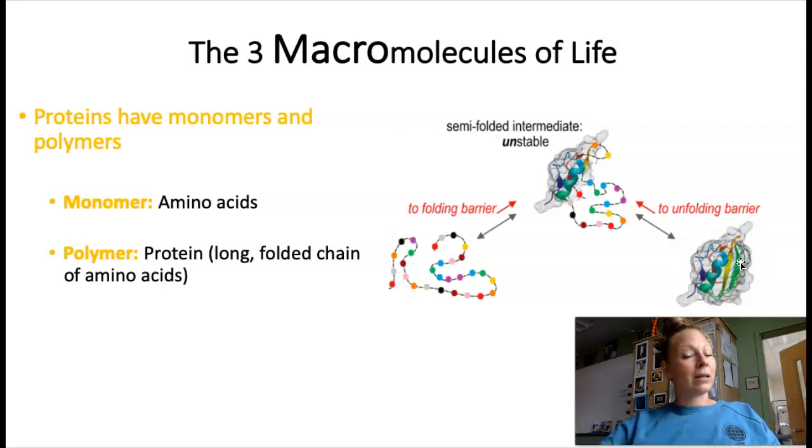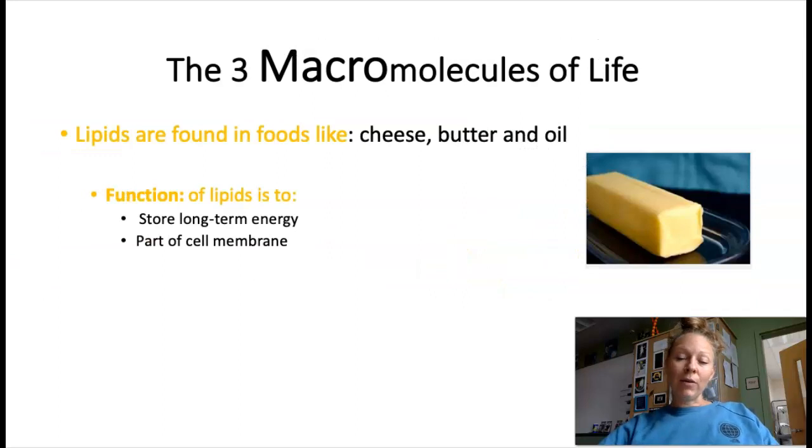It would act like a little robot in the body, or it'll be a channel for molecules to get into or out of the cell. Whatever it is, it's going to be a long chain of amino acids folded up. So those are 2 out of our 3. Let's talk about our third macromolecule of life.